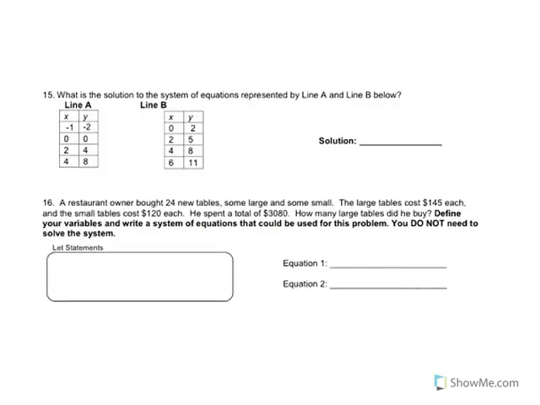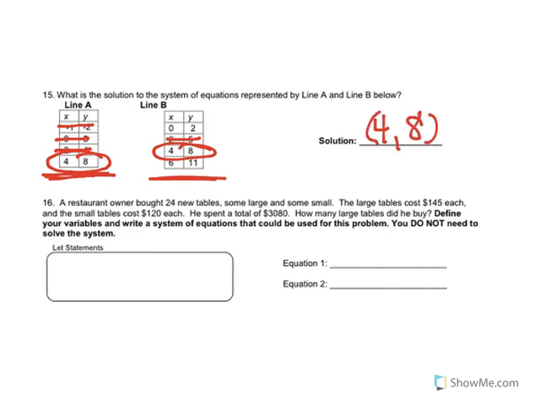Number 15 says, what is the solution to this system of inequalities represented by line A and line B? We're just looking at pictures of the table from our calculator. If we want to know the solution, we need to find the point where the same x and the same y show up for both. Let's look here. -1, -2 doesn't show up for both. The 0, 0 doesn't show up for both. 2, 4 doesn't, because this says 2, 5. And so we have 4, 8 and 4, 8, and that's the solution.